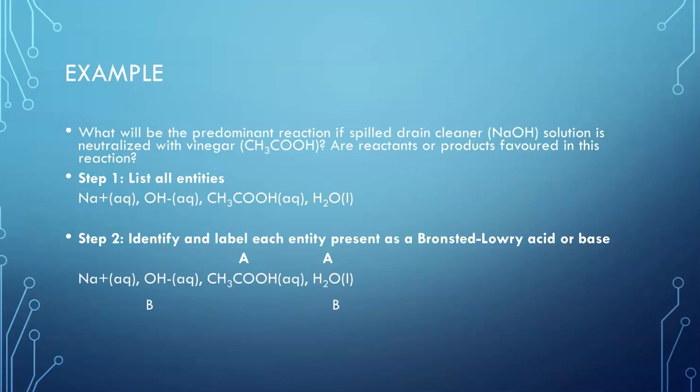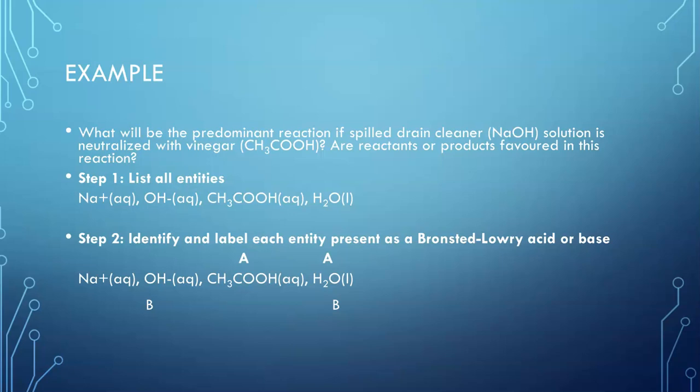Here's an example of how these 5 steps work. Sodium hydroxide and vinegar are reacted. The question asks if the reactants or products will be favored. The entities would be sodium ions, hydroxide ions, acetic acid, and water.